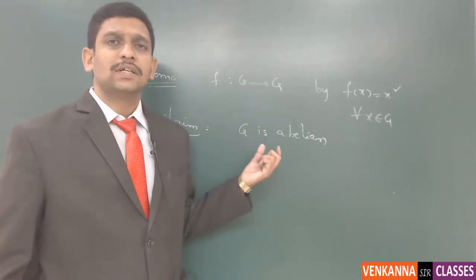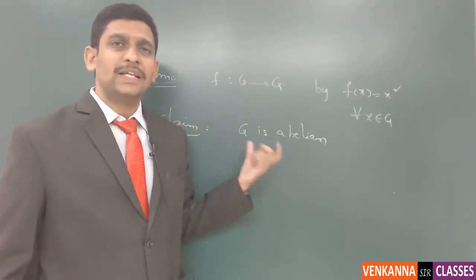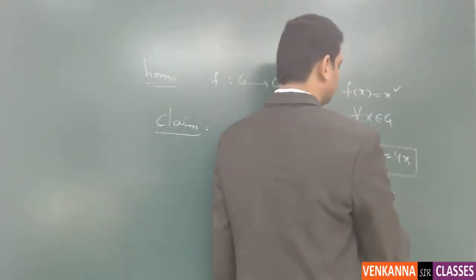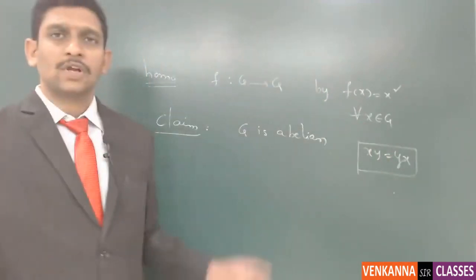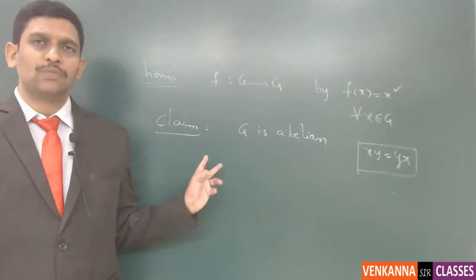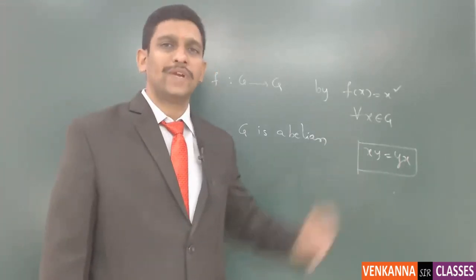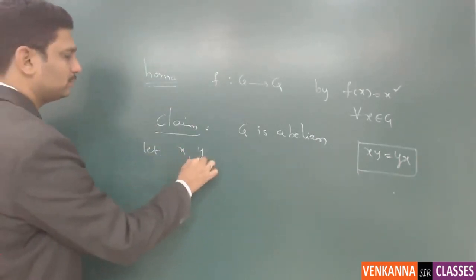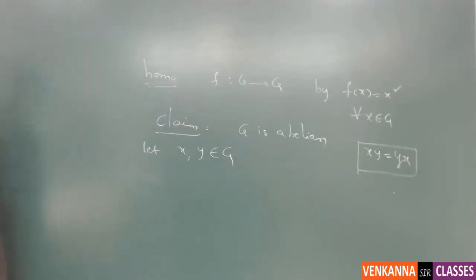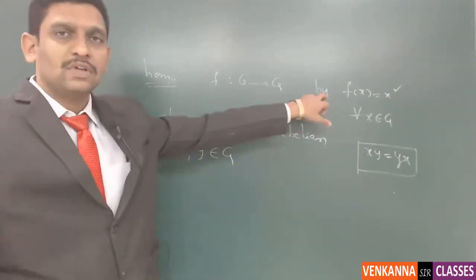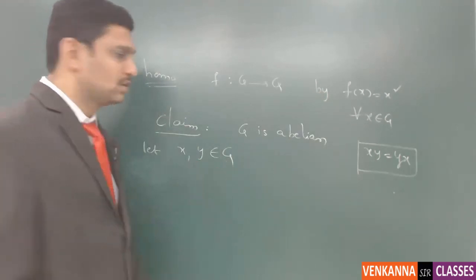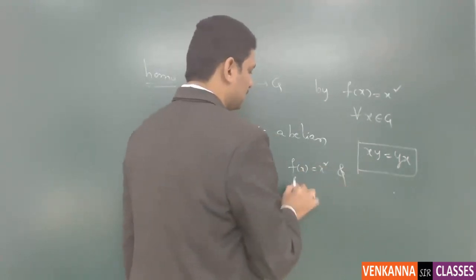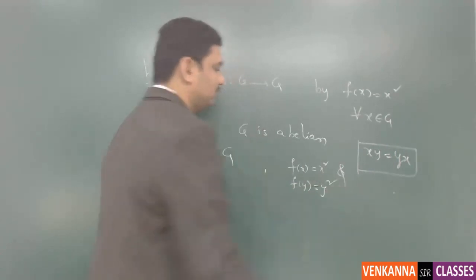To prove this, as far as the property of abelian is concerned, you have to show that xy is equal to yx. If you take any two elements in the group, we have to show that xy equals yx. So for this, let us consider two elements x and y in the group. From the very definition, applying to these elements, we have f of x equal to x square and f of y equal to y square.